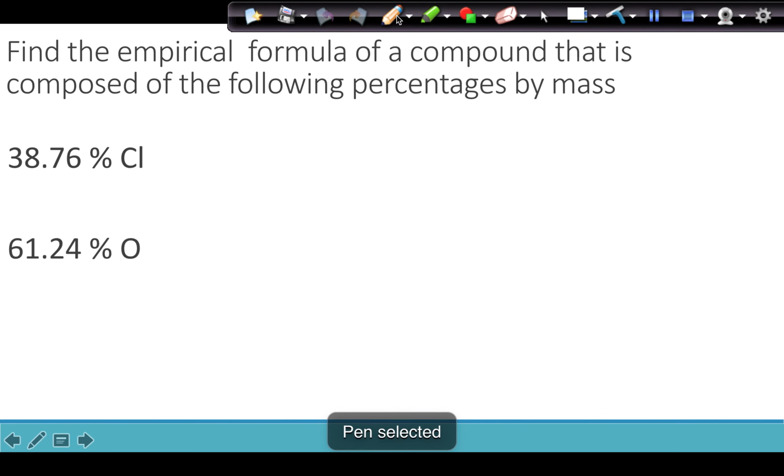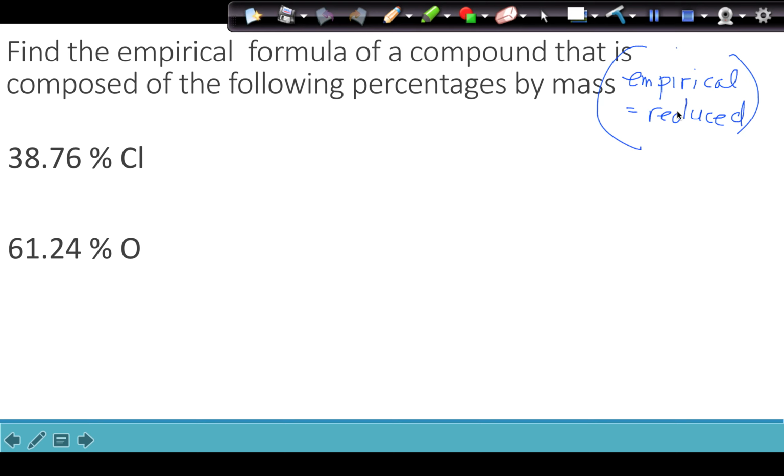So when we see a problem like this where they give us percents and they want us to find an empirical formula, first of all, remember that an empirical formula is the reduced formula. It's the lowest whole number ratio. And remember that in any formula, the subscripts are mole ratios. So we already know something about moles. We know a lot about moles.